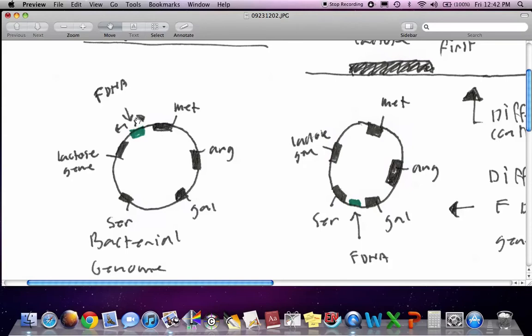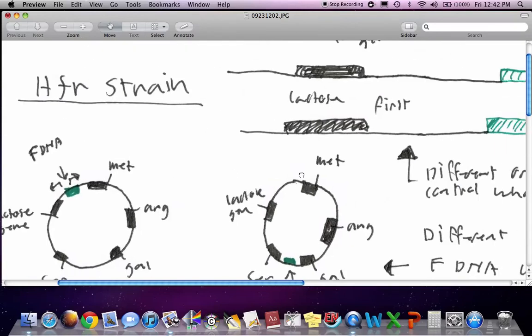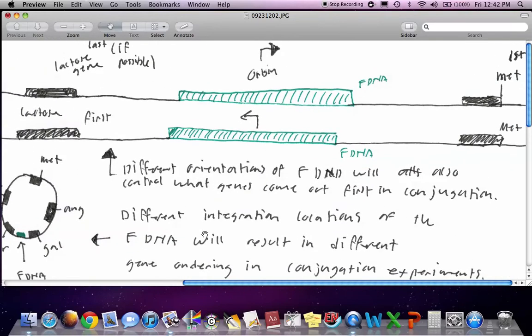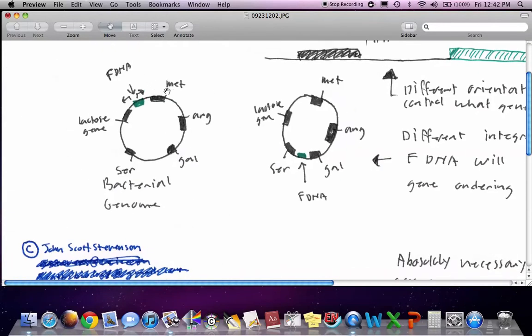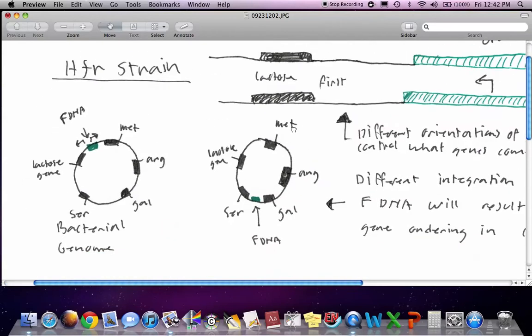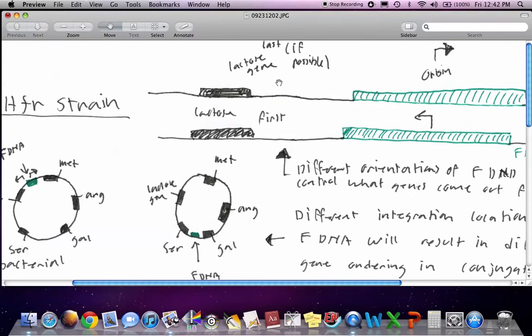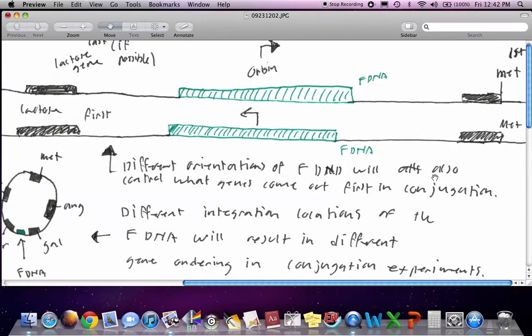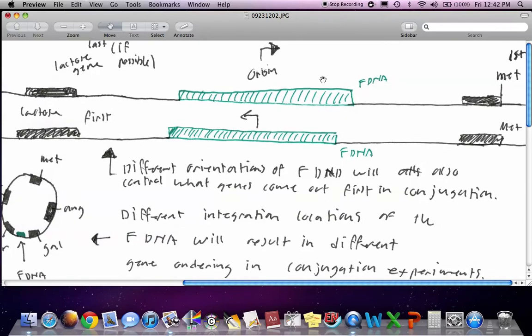When the orientation starts and goes to the right, then methionine would be the first gene to transfer. So you can see there methionine would be first. That's the arrow. But when the orientation is this way, then the lactose gene will go first. So the different orientations of fDNA will also control what genes come out first in conjugation. That's one thing to remember.